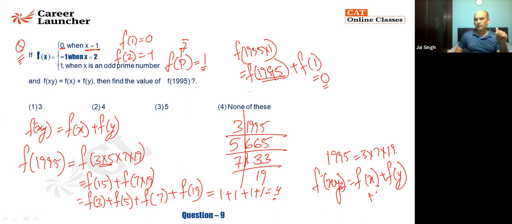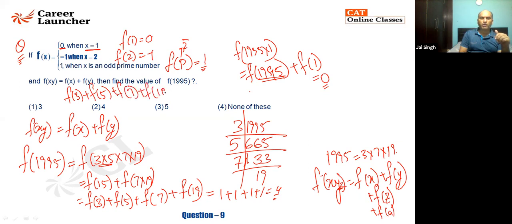Even if it is z, you can write it as fz. Same thing, it makes no difference. If it is a also, you will write plus fa. So there are 4 prime numbers. I will write them as f3 plus f5 plus f7 plus f19, and all of them are coming out to be 1, my dear. It is mentioned here, for every odd prime number, it is coming out to be 1. So the summation of them will come out to be 4. I hope it is clear.